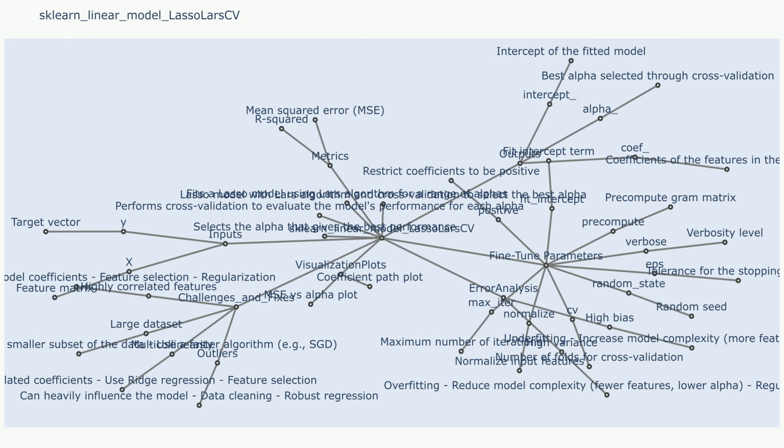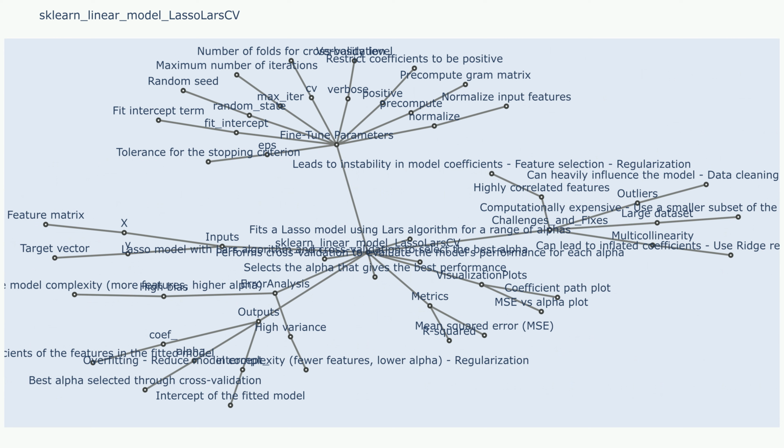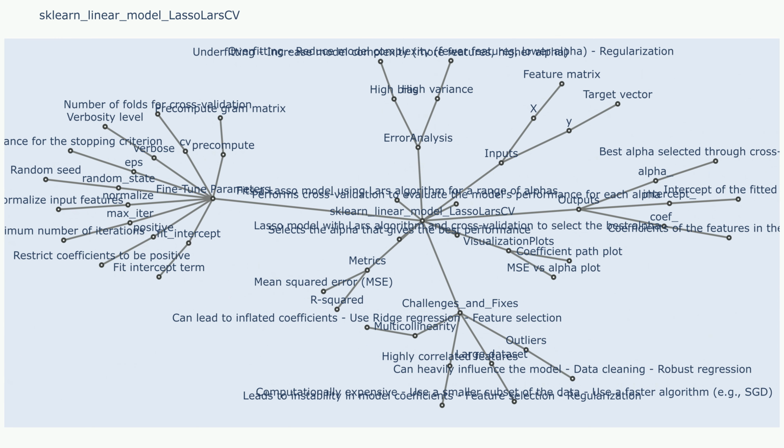Steps: 1. The algorithm iteratively adds features into the model, starting with the feature most correlated with the target variable. 2. In each iteration, it computes the direction of the feature coefficient change and moves along this direction until another feature becomes as correlated with the target as the current feature.